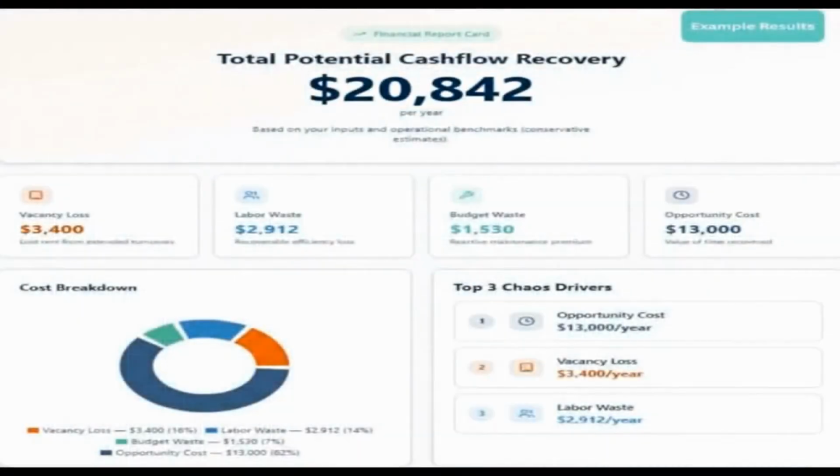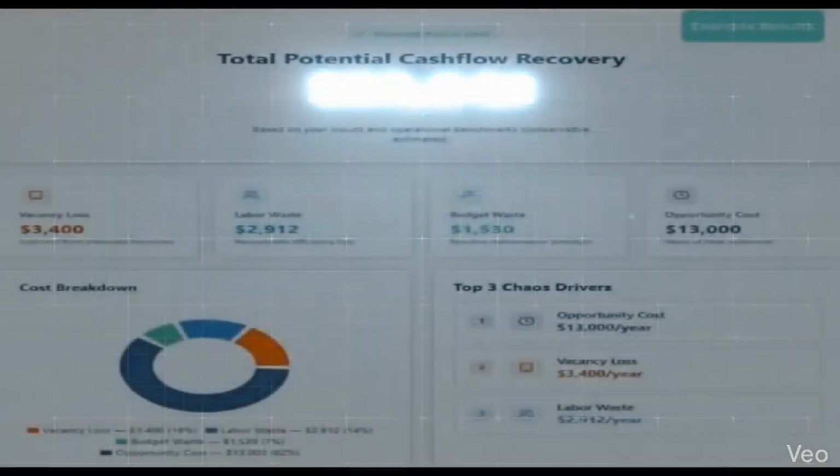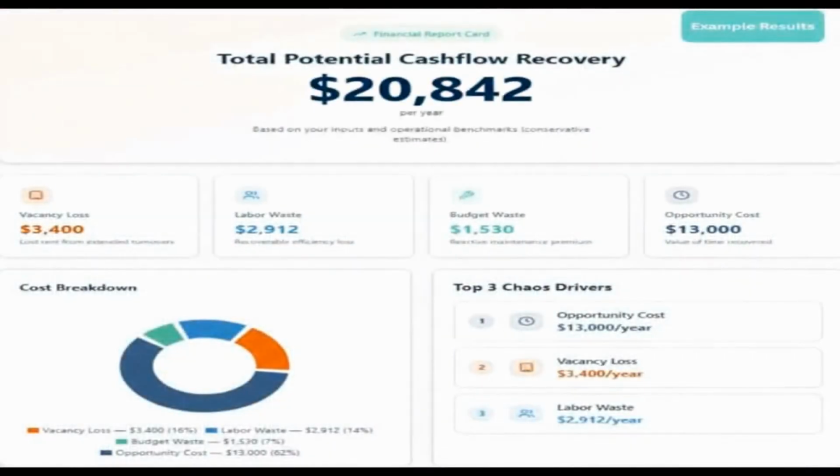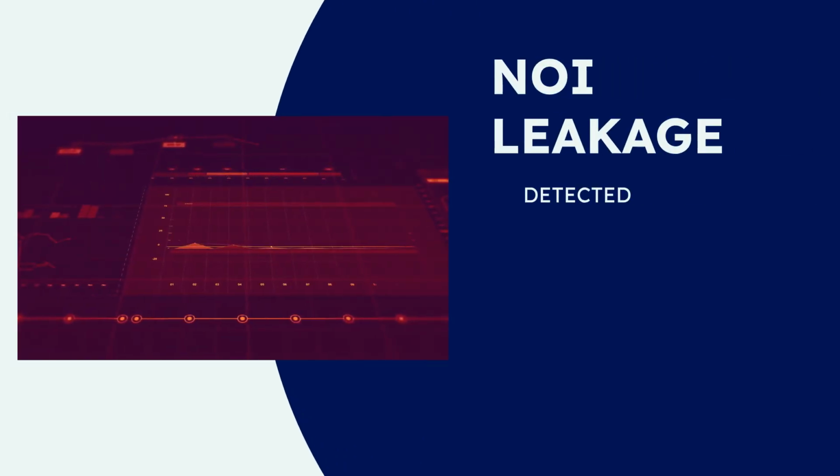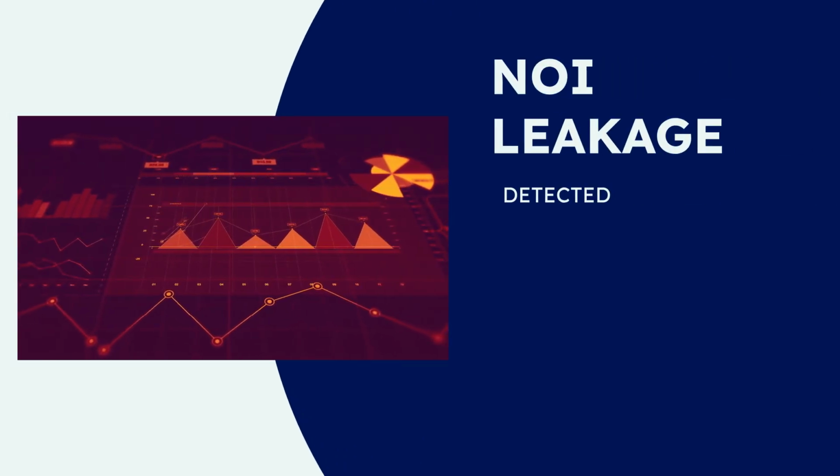We initiate the chaos to cash flow calculator to assess the net operating income, or NOI leakage. We don't guess where the money is going. We track the thermal signature of every dollar. NOI leakage detected. The system has identified the breach points.